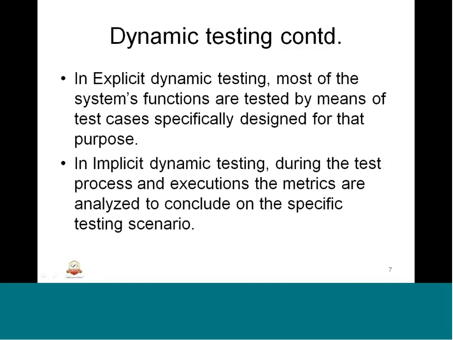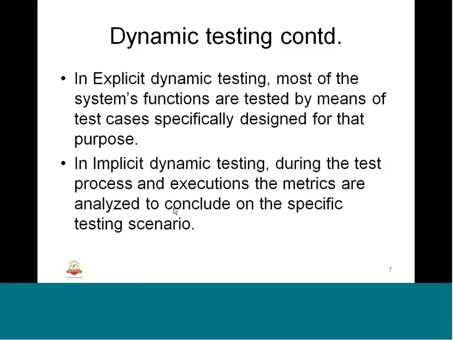In implicit dynamic testing, during the test process and execution, the metrics are analyzed to conclude on the specific testing scenario. That means while testing some methods or some strategy, we may come across some of the execution details or some outputs, partially or fully. All these are used in the test process, and that will help in concluding the specific test scenarios. These are all implicit dynamic testing. That means testing aspects are done implicitly. We don't have a specific test scenario for this. While doing some of the explicit test scenarios, we may come across testing outputs which are enough for concluding the results. Those are all part of implicit dynamic testing.